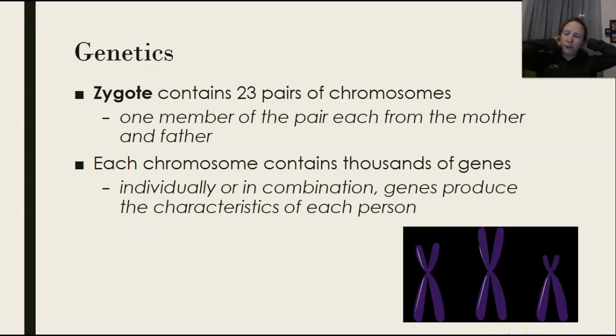Now let's talk about an overview of genetics. We'll define zygote separately in a moment, but genetics overall is based on these concepts. A zygote contains 23 pairs of chromosomes, 1 from the mother and 1 from the father. So we technically have 46 chromosomes in the little fertilized egg. However, each of those contains thousands of genes, and those genes, either on their own or in combination with other genes, produce the characteristics of each person.